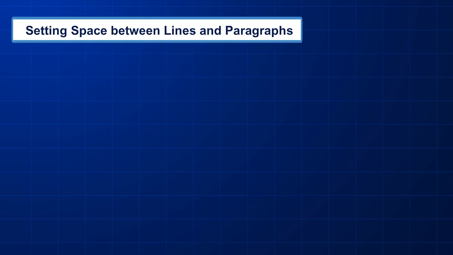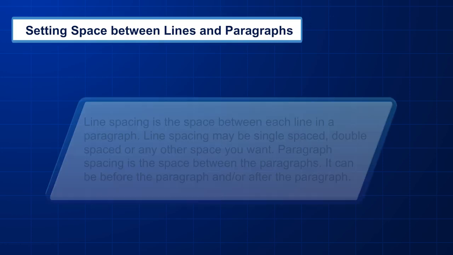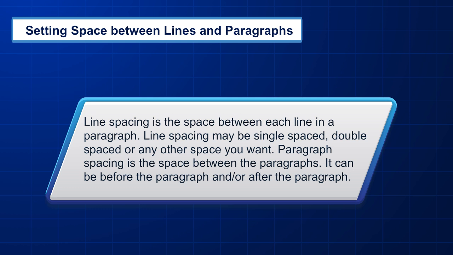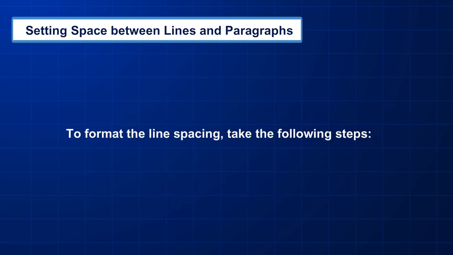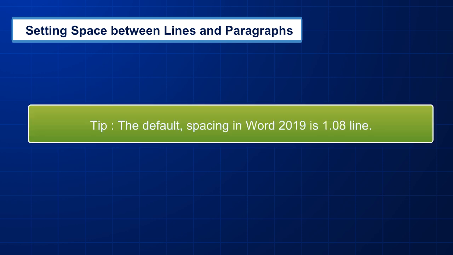Setting space between lines and paragraphs. Line spacing is the space between each line in a paragraph. Line spacing may be single-spaced, double-spaced, or any other space you want. Paragraph spacing is the space between the paragraphs. It can be before the paragraph and or after the paragraph. To format the line spacing, take the following steps. Tip: the default spacing in Word 2019 is 1.08 line.